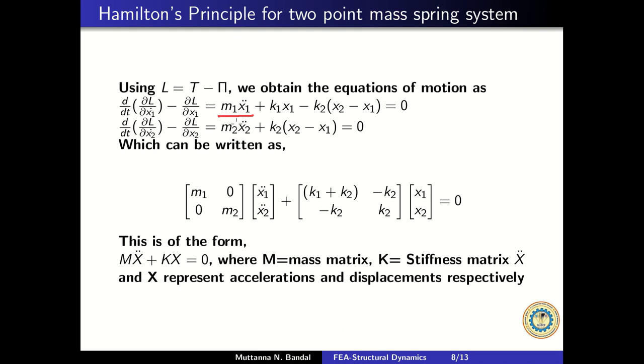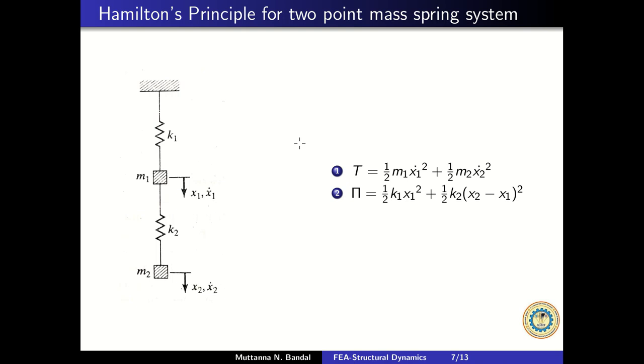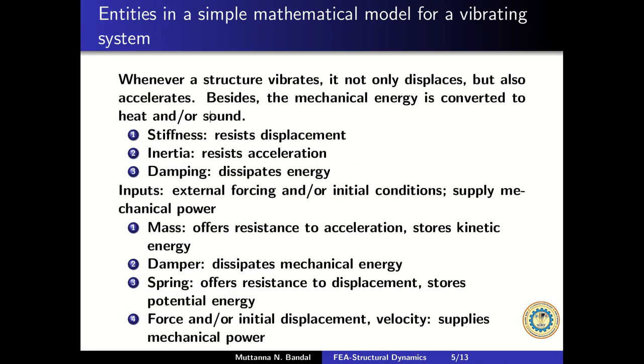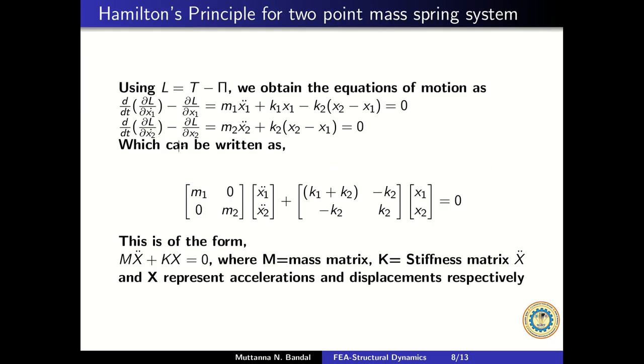So if we remember, when the structure vibrates, I told you it not only displaces but also accelerates. So there is an acceleration part. In the sense, when the structure vibrates, the mass m1 has a certain acceleration. It gains inertia, and that is represented by x1 double dot. x1 double dot is nothing but acceleration.